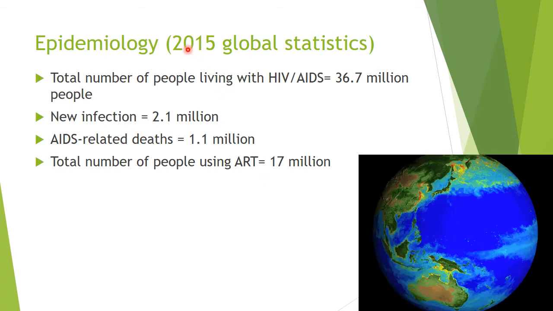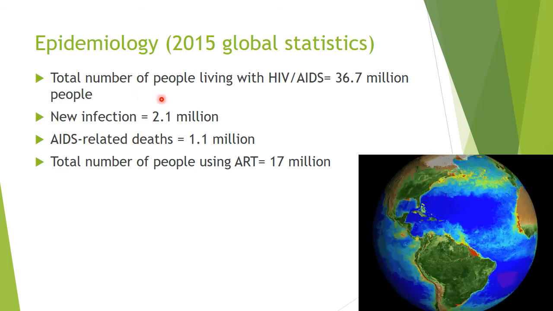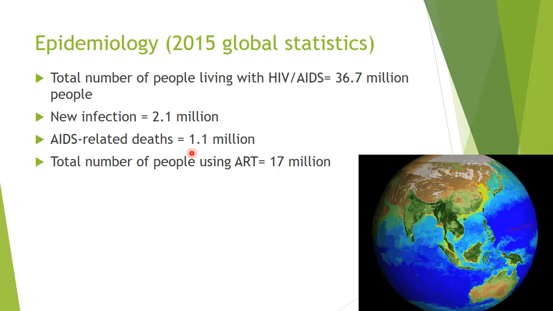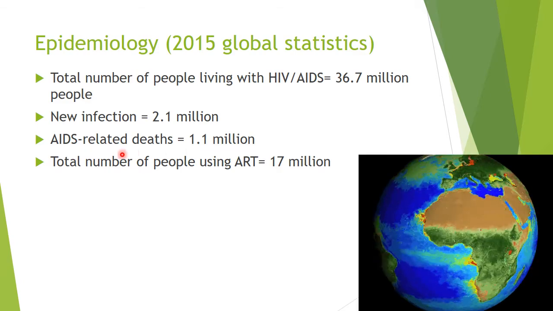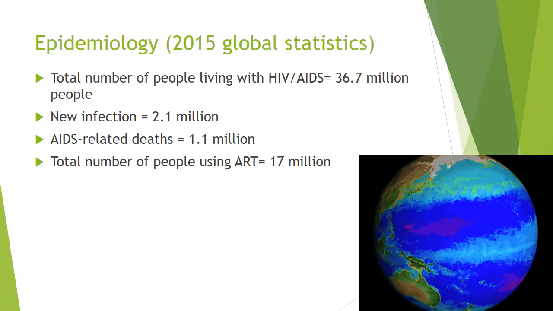So in 2015, there were 36.7 million people living with HIV, 2.1 million new infections were recorded, 1.1 million AIDS-related deaths were recorded, and the total number of people using ART reached up to 17 million.